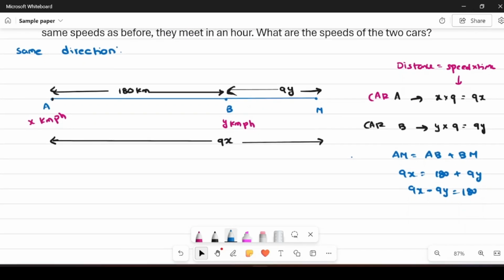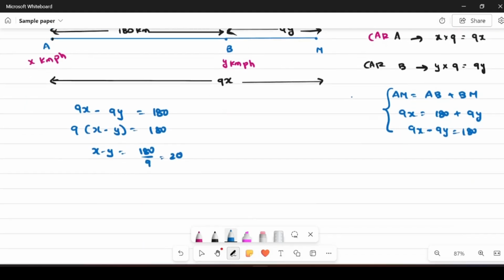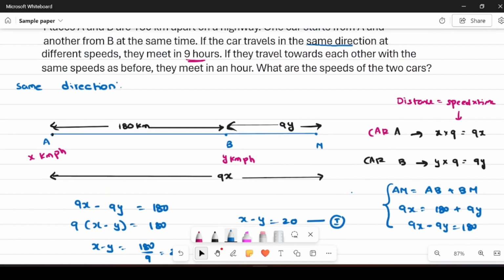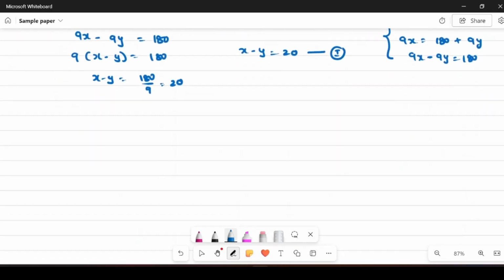So from here we can write, since they are traveling in the same direction, the equation 9x minus 9y is equal to 180 kilometers. Hope this is clear how we get this equation. If we take 9 common, x minus y is equal to 180 by 9, which is 20. So x minus y is equal to 20. This is our first equation. Okay, now let's see case 2 when they are traveling in opposite directions.